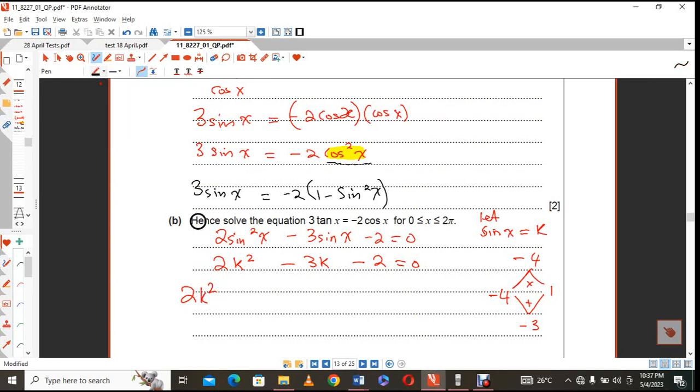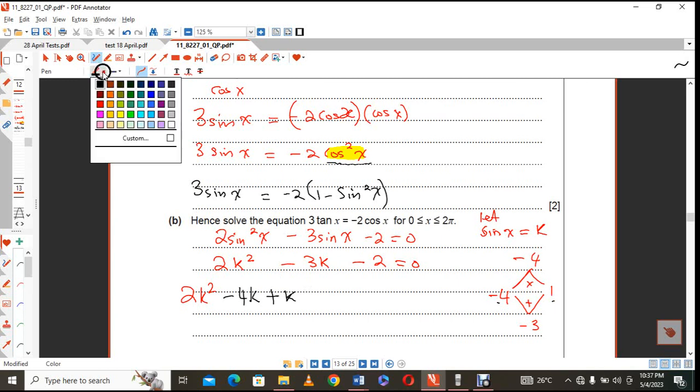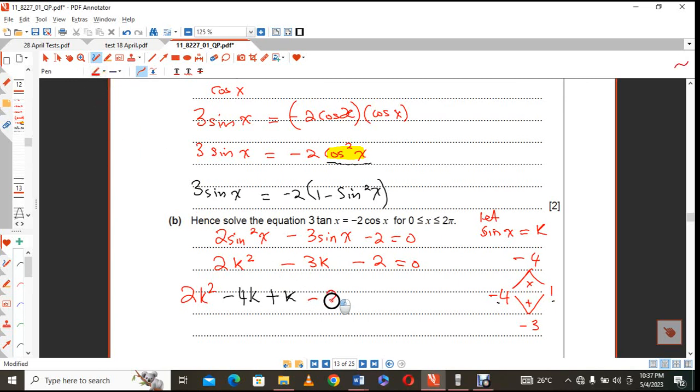So I'm going to do that. The middle term is coming now: minus 4k plus k. These are the coefficients of that k there. I'm solving this by factorizing. Of course, you can use the quadratic equation formula.